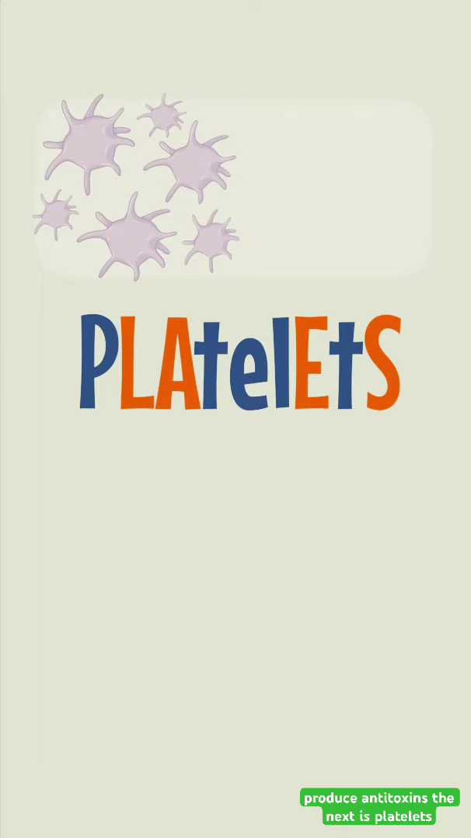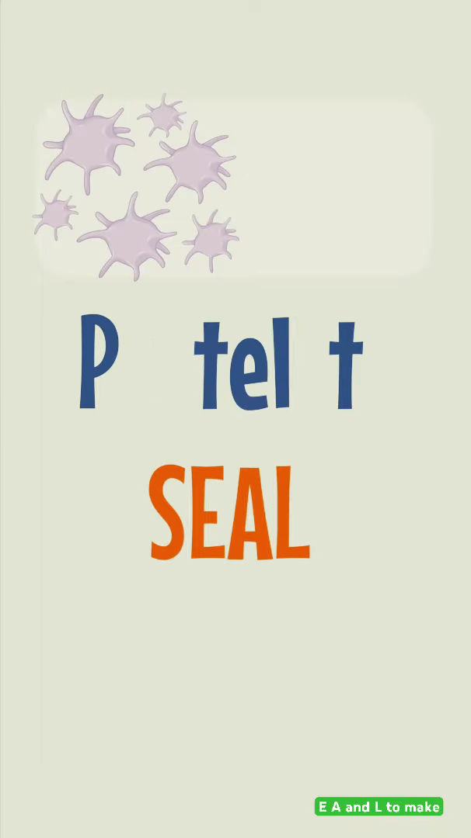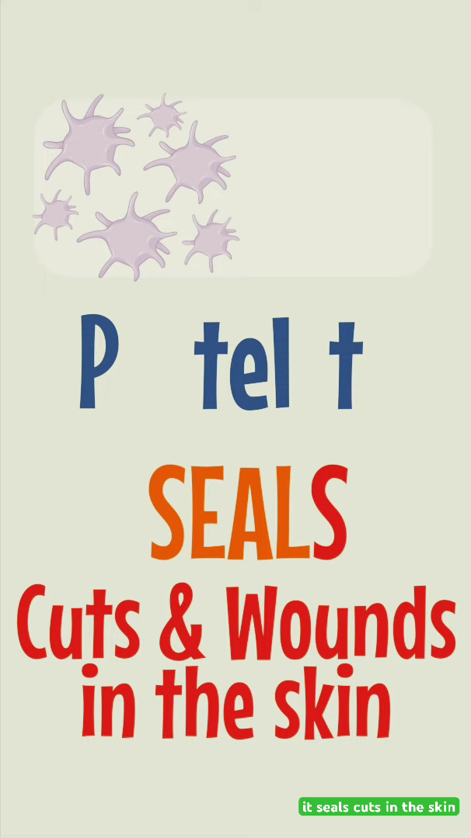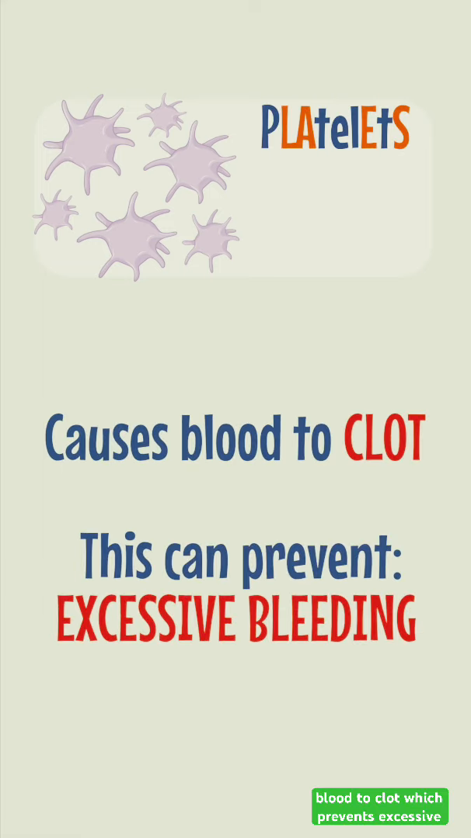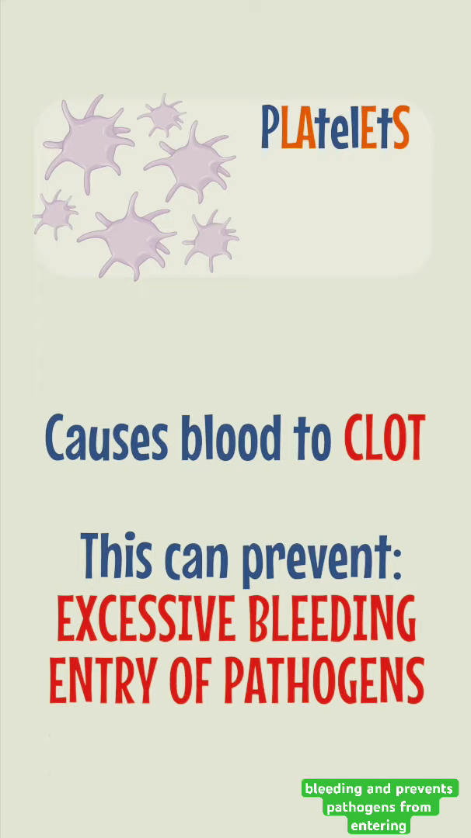The next is platelets, and you can use the S, E, A, and L to make the word seal. This is because it seals cuts in the skin. It does this as it causes blood to clot, which prevents excessive bleeding and prevents pathogens from entering the body.